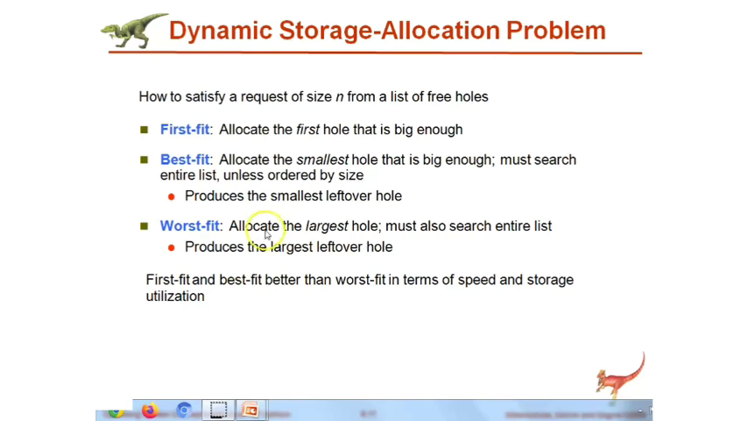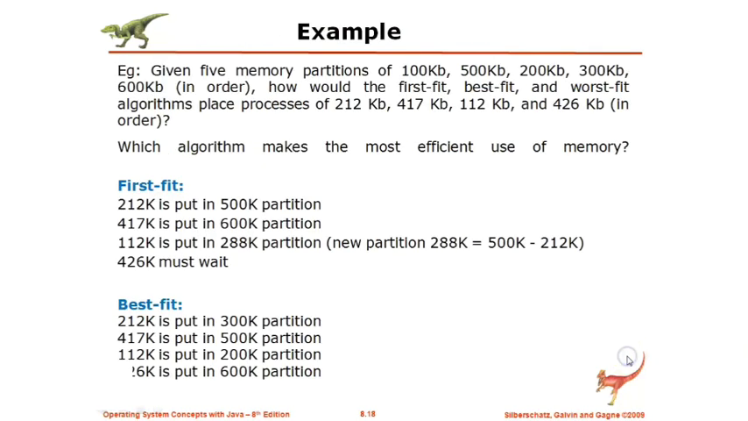The third strategy is worst fit. It will find the largest hole, and that will be allocated for the requesting process. Next we'll see one example to understand the strategies.